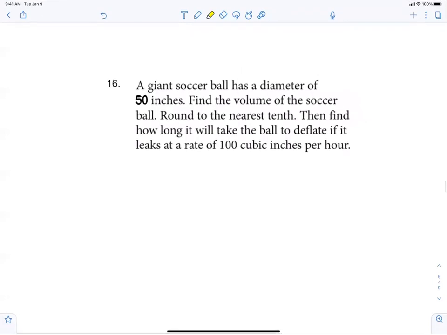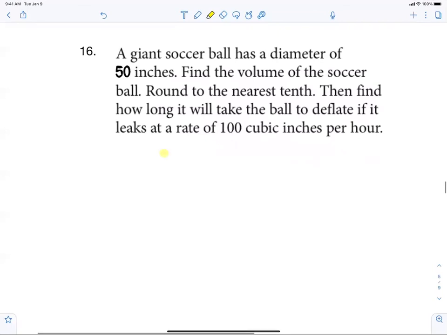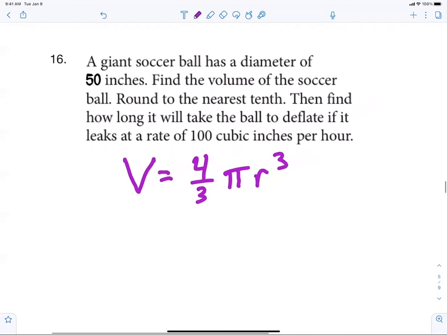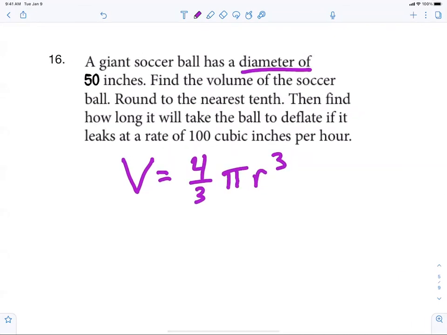So now someone's got to remind me, what's the volume of a ball? Not even close. Tell him. Ooh, so close. Four thirds. Four thirds, then what? Four thirds pi r cubed. Now it says that the diameter is 50. So if the diameter is 50, that means the radius is 25.